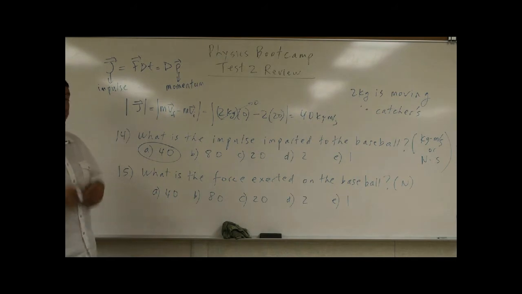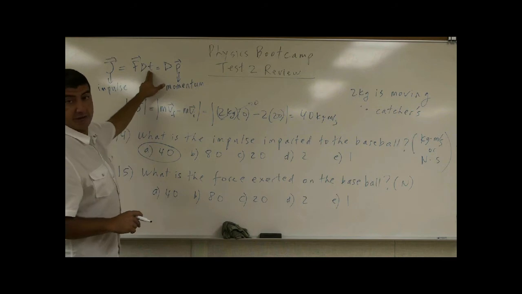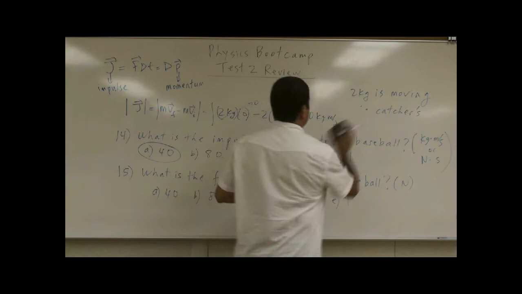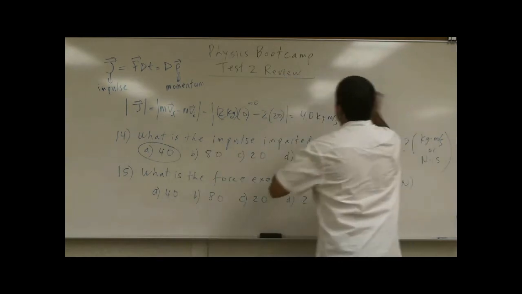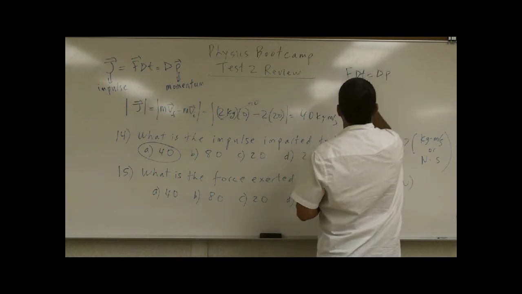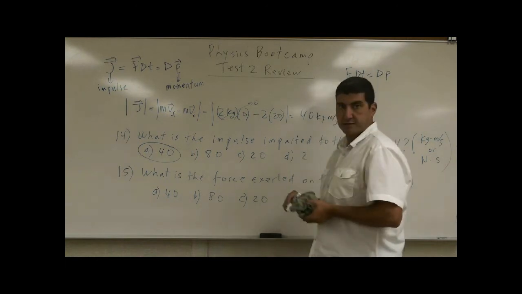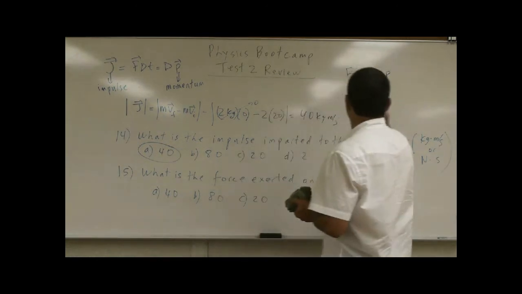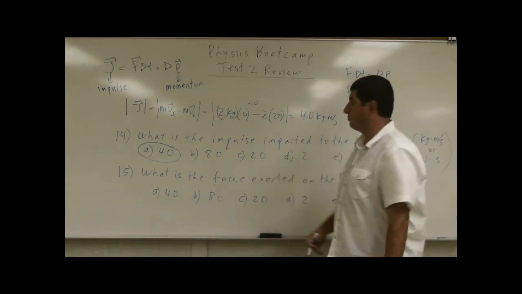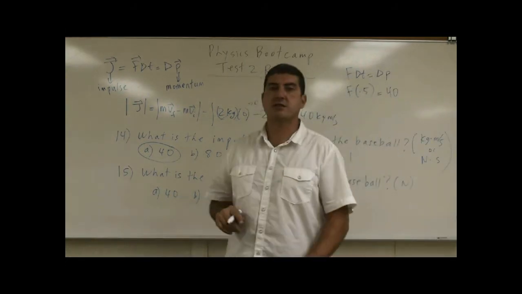Question 15 says, what is the force exerted on the baseball during that time interval? Well, force times the time of contact between the object is equal to the change in momentum, right? So how do we get that? Well, we know that the force times the delta T is the change in momentum. So we don't know the force. We know the time of contact is a half a second, right? And what's the change in momentum? Well, we already found the change in momentum was 40, which is the same thing as the impulse, right? 40. So what is the force of contact?